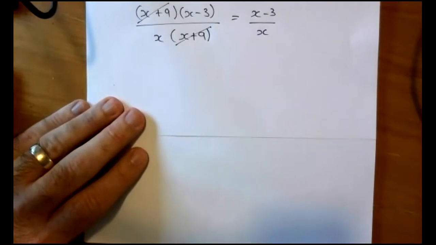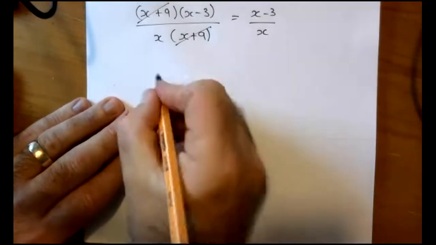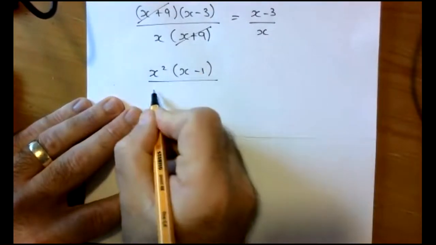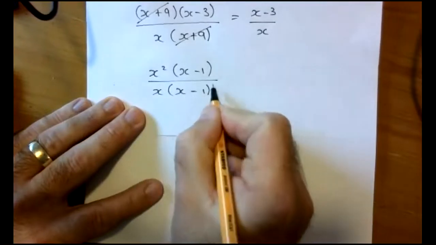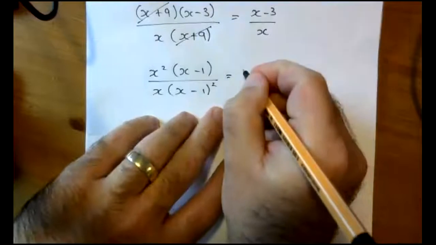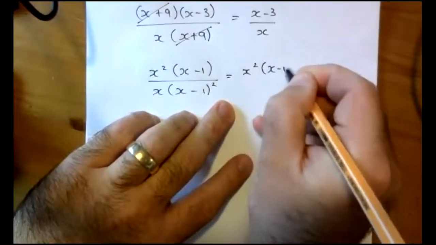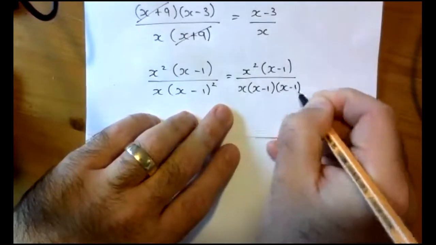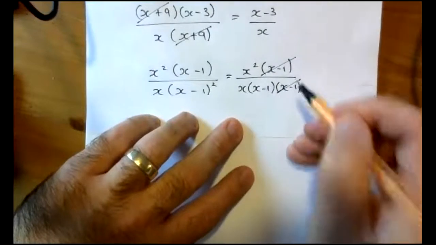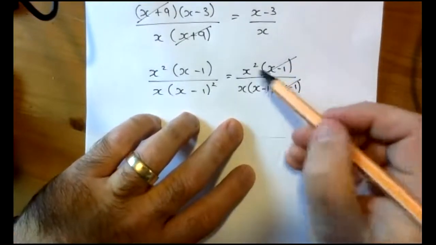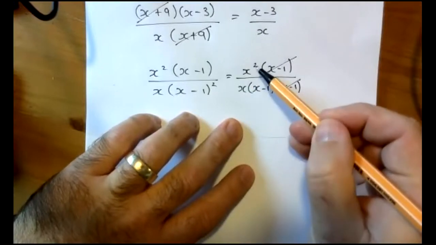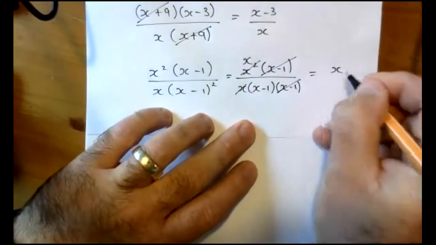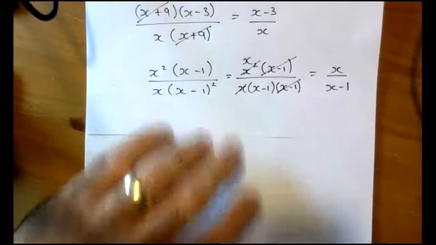And the last question is x squared, x minus 1 over x minus 1 squared. So again, I'm going to write that as x squared, x minus 1 over x minus 1, x minus 1. Straight away, I can cancel out the x minus 1 brackets. I've also got to notice that x will go into x squared, so that will cancel to make that an x on the top. I'm left with x over x minus 1.